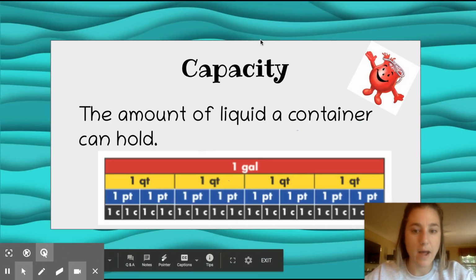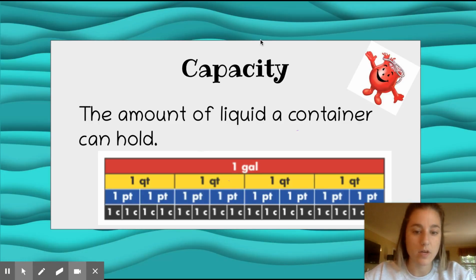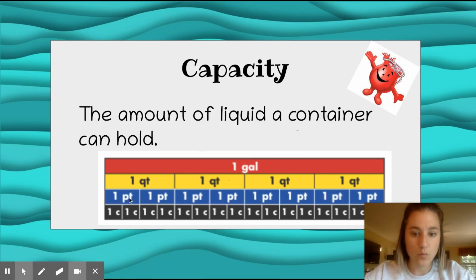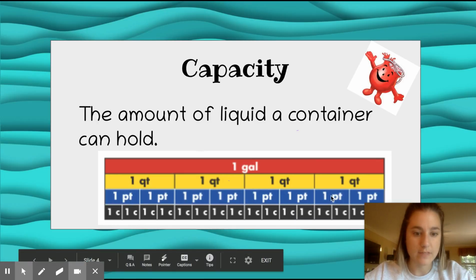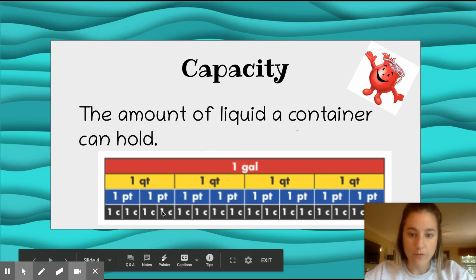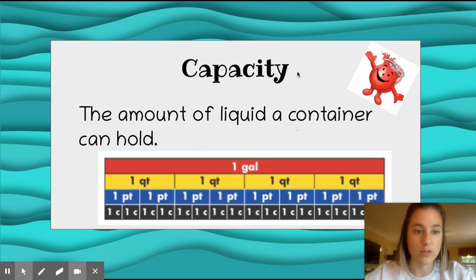Okay, here it says capacity is the amount of liquid a container can hold. Nico's trying to say hi. This is a good chart that we can use because it shows you how to convert. So 4 quarts are in a gallon. 1, 2, 3, 4, 5, 6, 7, 8 pints are in a gallon. 2 pints are in a quart. 4 cups are in a quart. So you can look at this anytime.